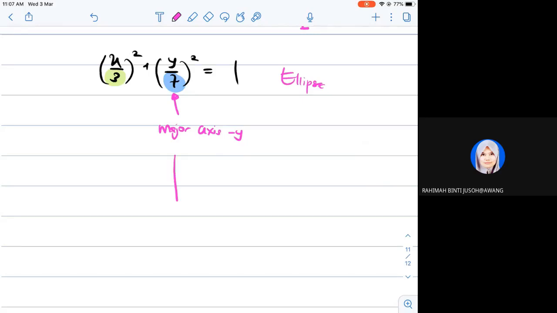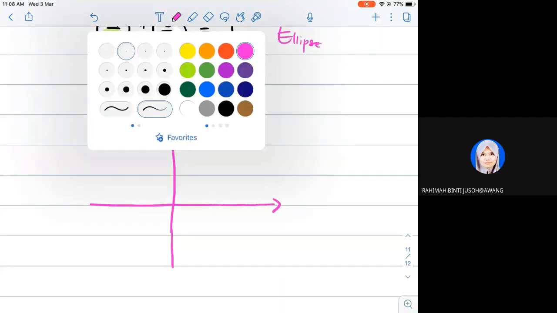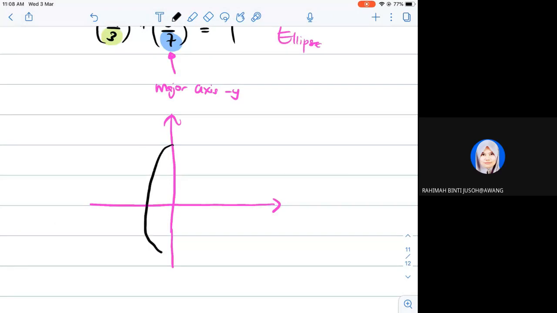So straight away sketch the ellipse. And the ellipse should be longer with respect to the y axis lah, sebab major axis dia y kan. So automatically you sketch this. So the value here should be 7. The value here should be 3. Just as simple as that. X and Y. Understand?